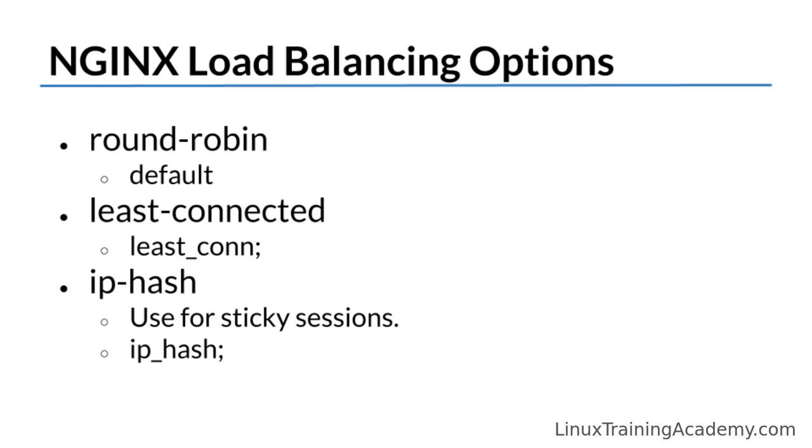The first option is round robin, and it ensures requests to the backend servers are distributed in a round robin fashion. If we have two web servers, like we do in this case, the first request will go to the first web server. The second request will go to the second server. The third request will go to the first server, etc. If the load balancing method is not specified in the Nginx configuration file, the round robin method will be used.